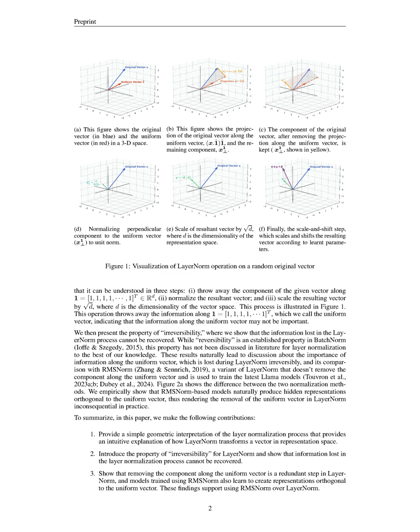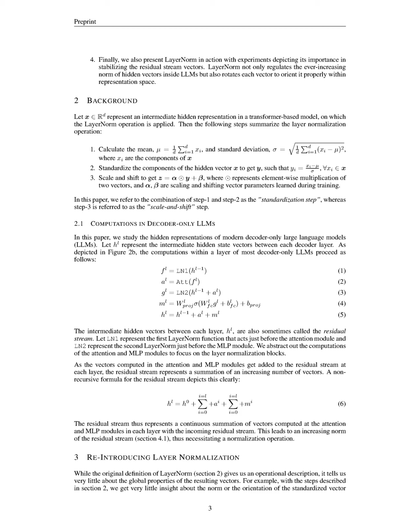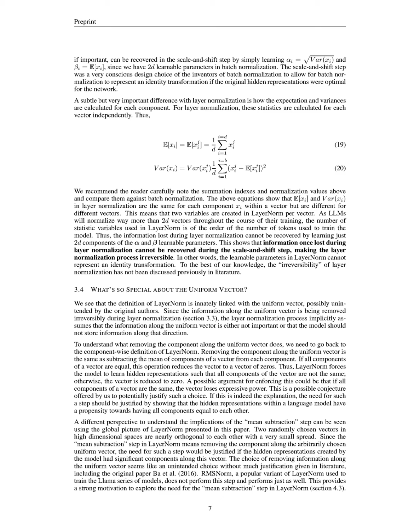This process can be illustrated with a hidden vector, x = (2, 4, 6). The mean is calculated as mu = (2 + 4 + 6)/3 = 4, and the standardized vector becomes y = ((2-4)/sigma, (4-4)/sigma, (6-4)/sigma), where sigma is the standard deviation. In contrast, RMSNorm skips the mean subtraction step, directly normalizing the vector without removing the component along the uniform vector, thus retaining more information.